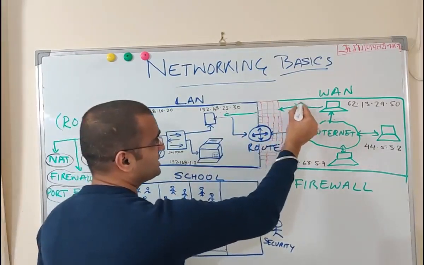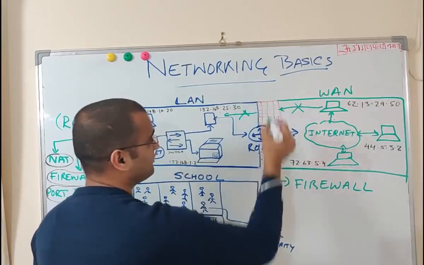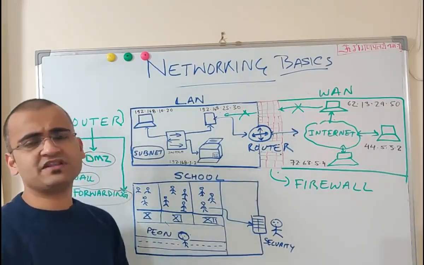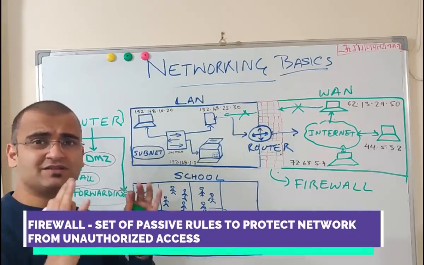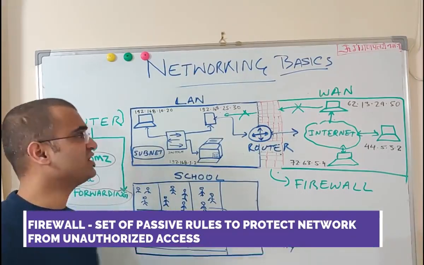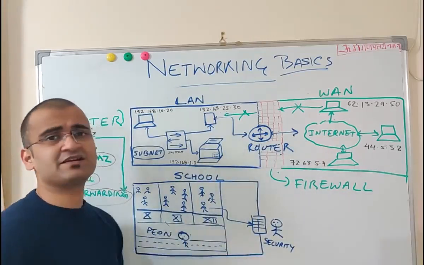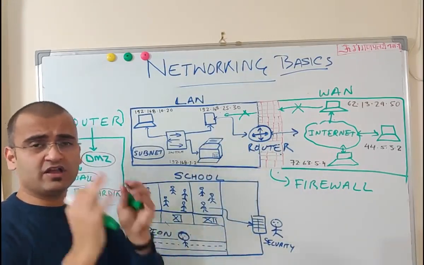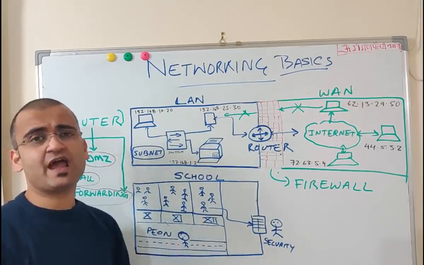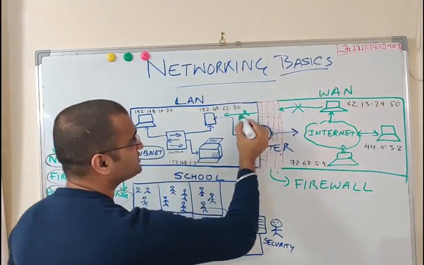That cannot happen. That's a security risk. That's why the firewall comes into the picture. A firewall is nothing but a set of passive rules which are defined to enable the set standards of communication between the internal and the external network. Through this firewall, only a specific set of communications can happen, and these sort of ad hoc requests cannot.